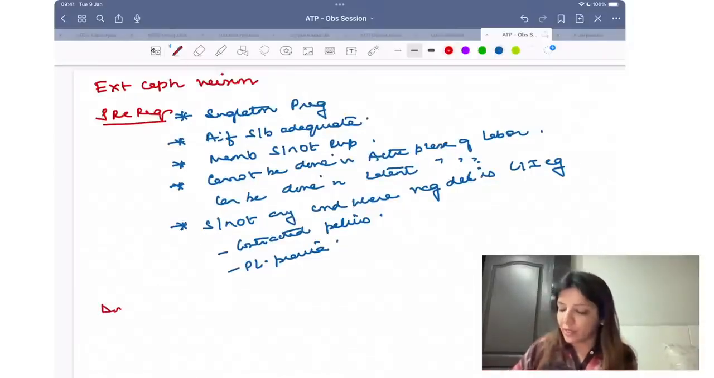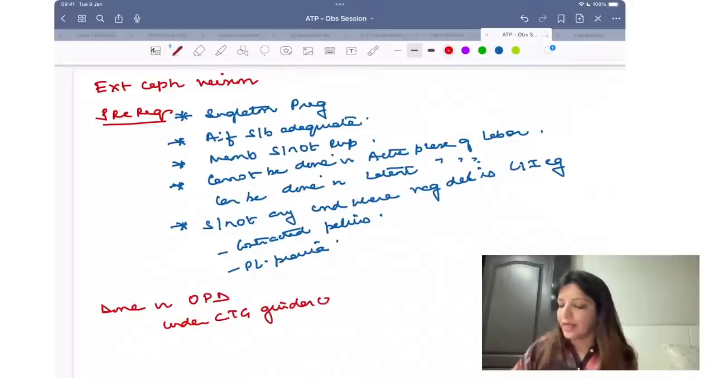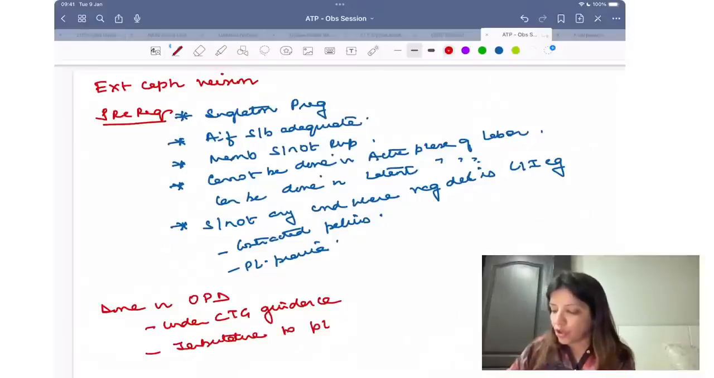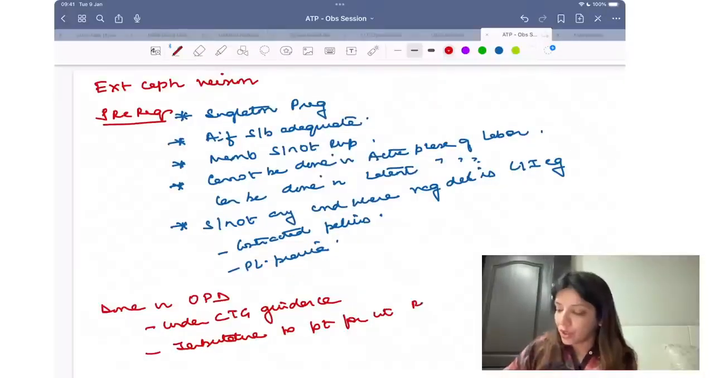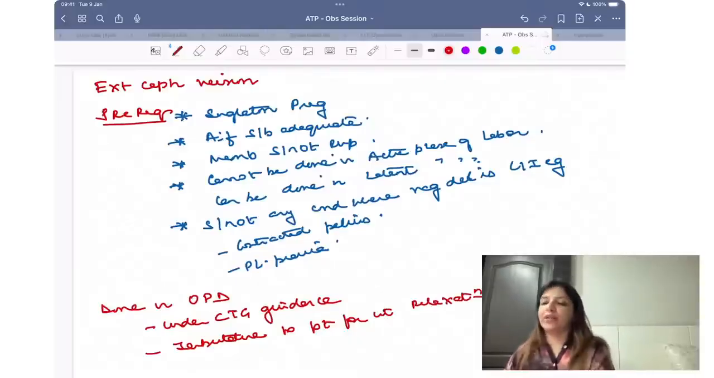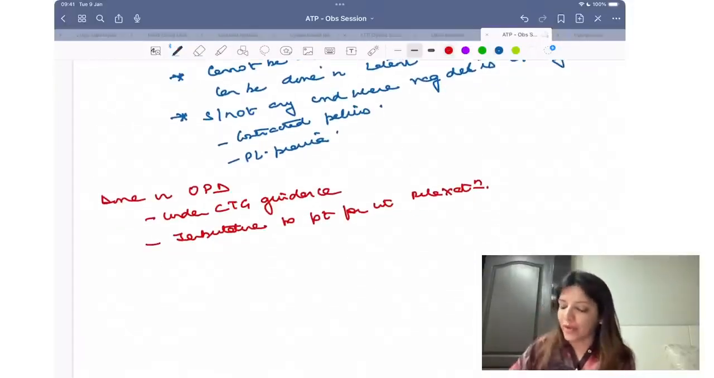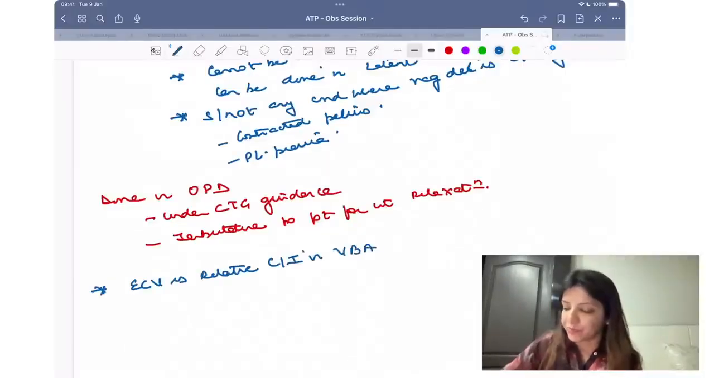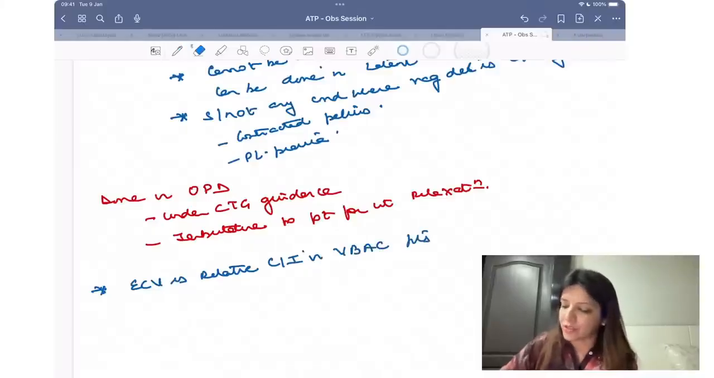It is done in OPD. It is done under CTG guidance, it has to be done under CTG guidance, and you can give terbutaline to the patient for uterine relaxation. Uterus को relax करने के लिए you can give terbutaline. Next important point is, external cephalic version is relatively contraindicated in VBAC patients, in cesarean section patients.